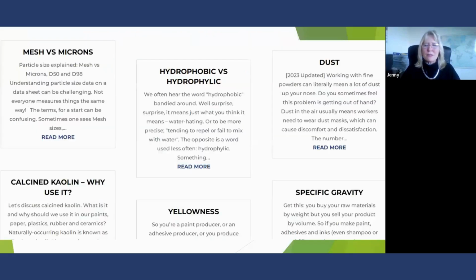And these are examples of some of the articles we have there for you to refer to anytime you want to. There's one on mesh versus microns that we've discussed, calcined kaolin, yellowness, and specific gravity, which is not something we discussed today, but we've got a whole article about that. Hydrophobic versus hydrophilic, and there's lots more articles. So have a look when you have time. How white is white? That's a difficult one to remember, all those different whiteness parameters.